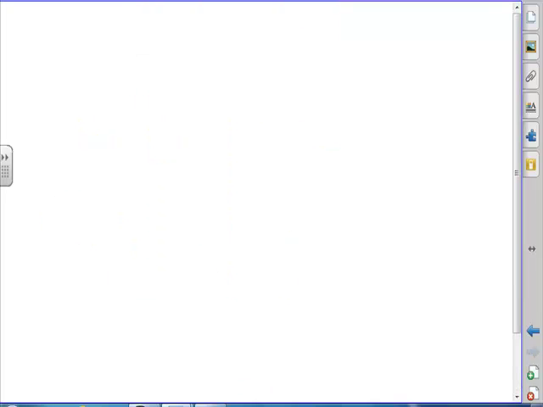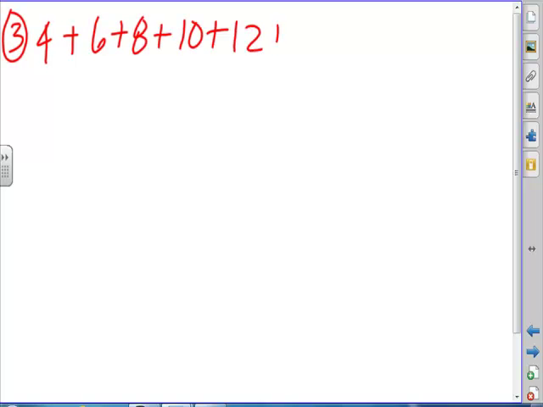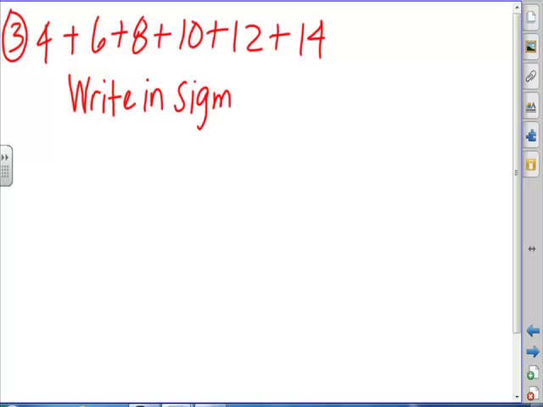Okay, another problem. Given 4 plus 6 plus 8 plus 10 plus 12 plus 14, write it in sigma notation.